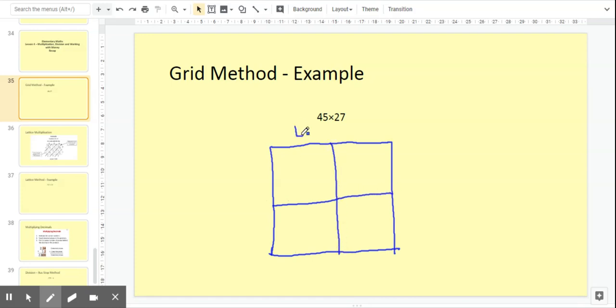So we take our 40 and split that from our 5, and our 20 from our 7, and then we just multiply across each box. So 2 times 4 is 8, and then there's 2 zeros. And then 20 times 5, 100. 7 times 4 is 28. Add the 0. 7 times 5 is 35. And then we'd simply add all of these together at the end.